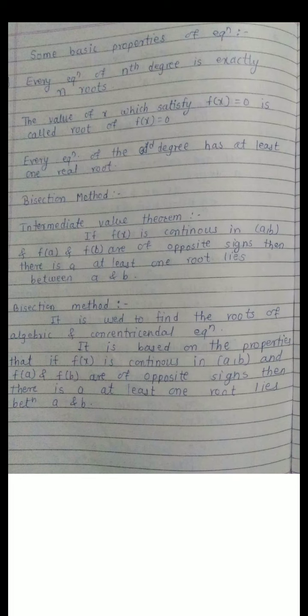This is a very important theorem for this chapter. Now we are going to look at what is meant by bisection method. It is used to find the roots of algebraic and transcendental equations. Here there is a spelling mistake, it is written concentrical, but actually it is transcendental. It is based on the property that if f of x is continuous in the open interval a b and f of a and f of b are of opposite signs, then there is at least one root lying between a and b. This is the intermediate value theorem. Now, what is the working rule of bisection method?